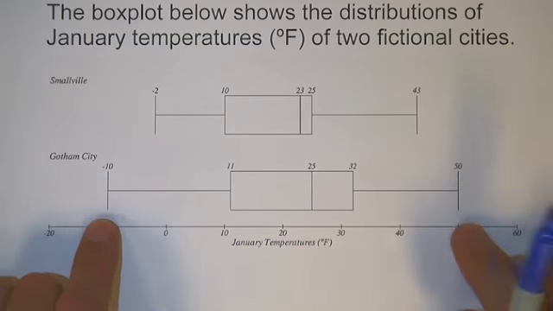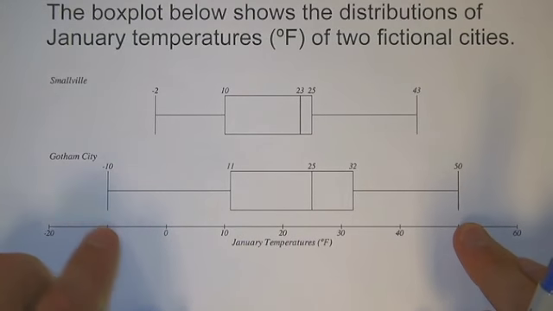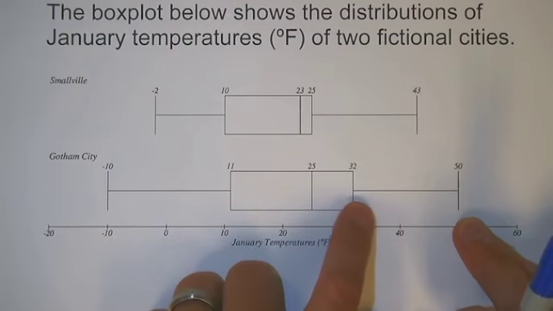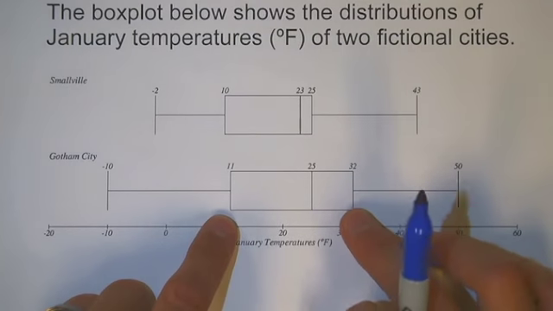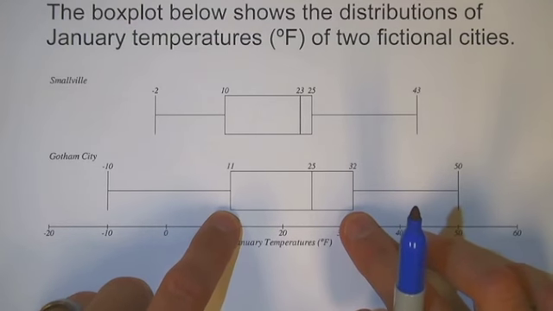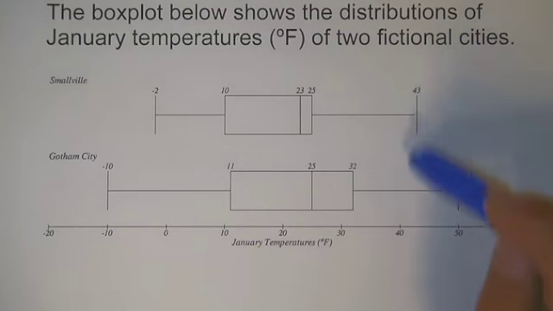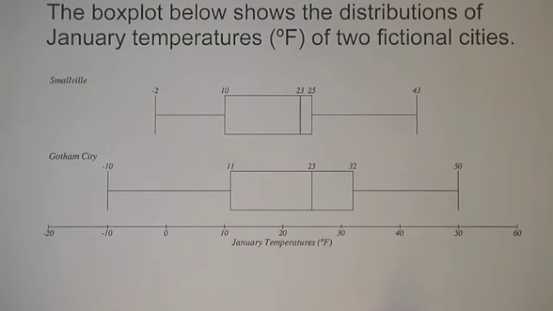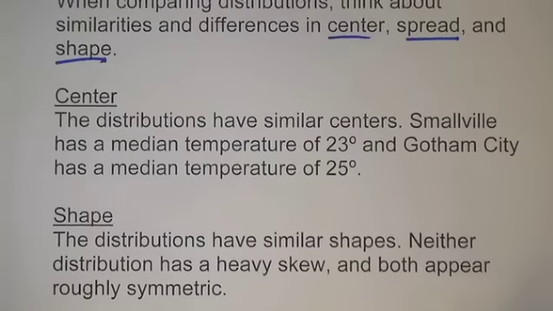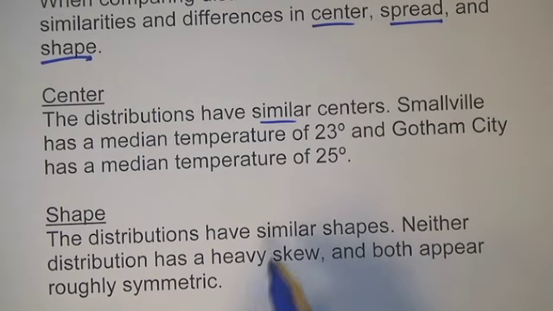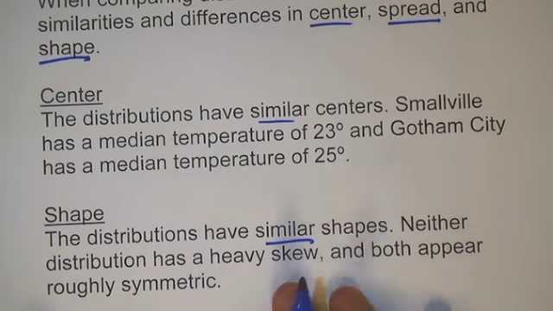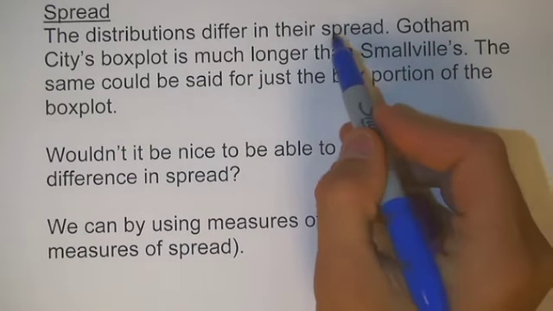Gotham City, again, not a lot of skew. The lower whisker is about the same length as the upper whisker. Not a lot of variation in the box. So we can say that both of these appear probably roughly symmetric. The centers are similar and the shapes are similar. The big difference that we're going to see is in their spread or in their variation.